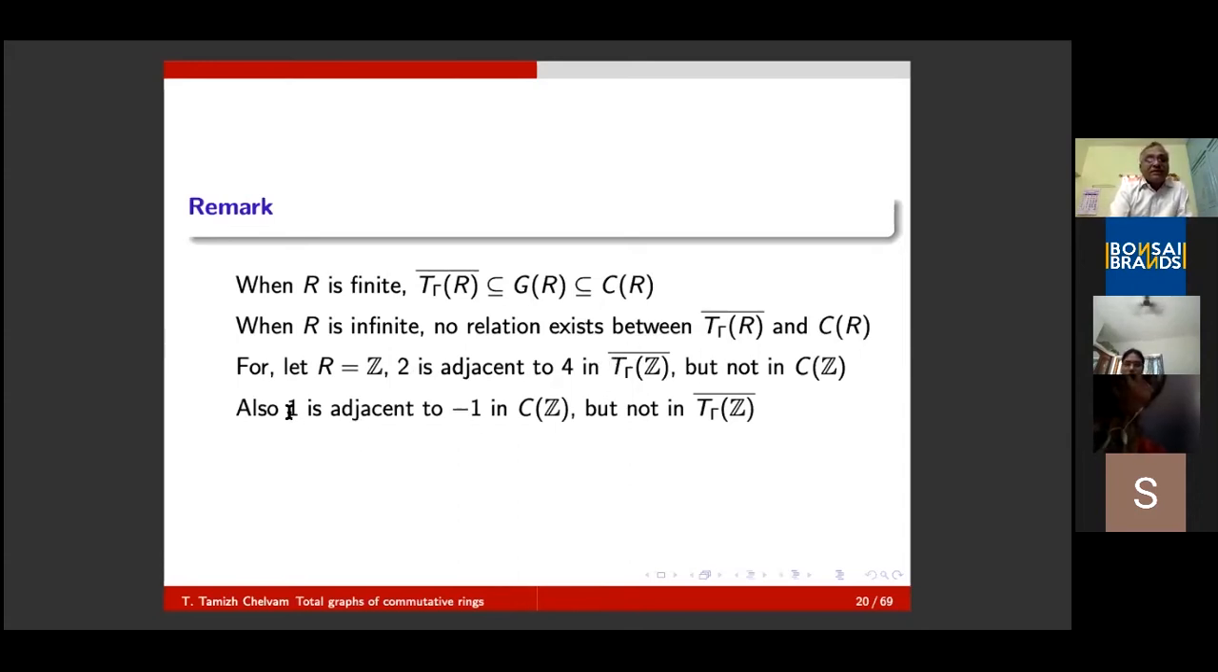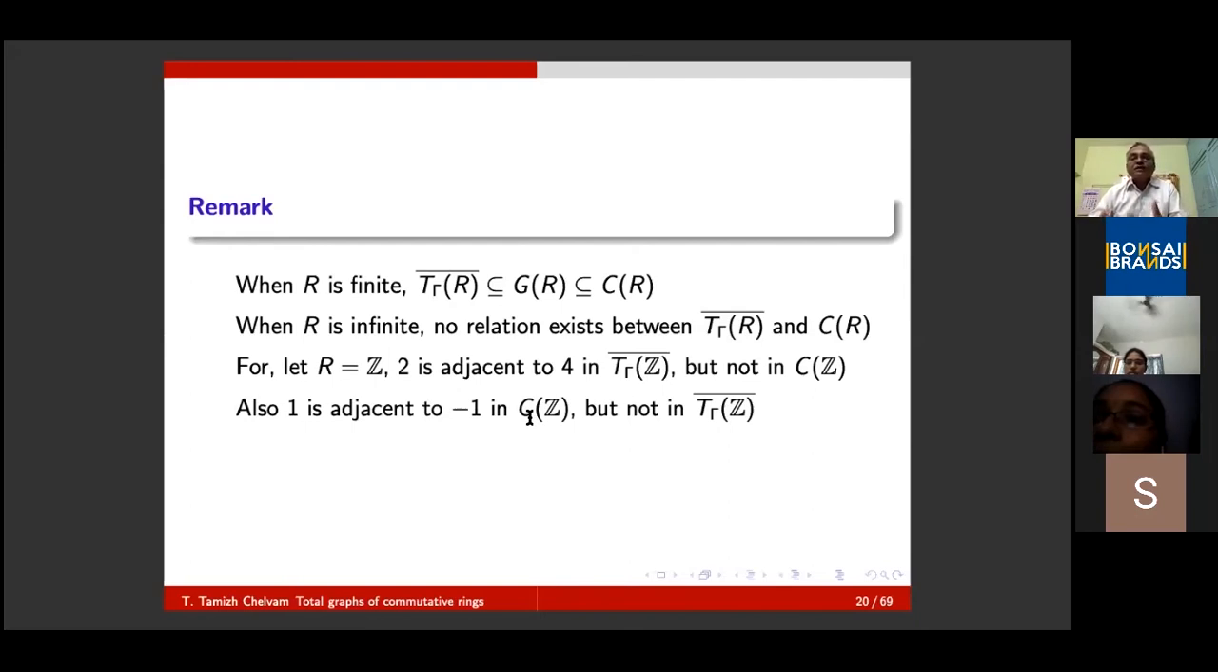1 into Z, Z. Minus 1 into Z, Z. It is not minus Z. It is also Z. Z plus Z is Z. Therefore, 1Z plus minus 1Z is equal to Z. Thereby, they are adjacent in the comaximal graph, whereas 1 plus minus 1 is equal to 0. It is a zero divisor. They are adjacent in the total graph. They are not adjacent in the complement.